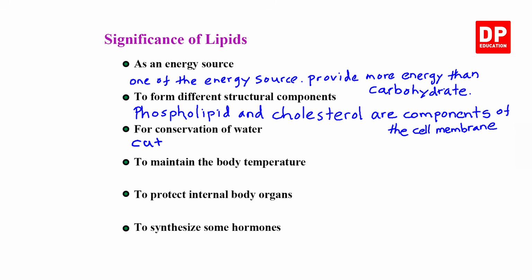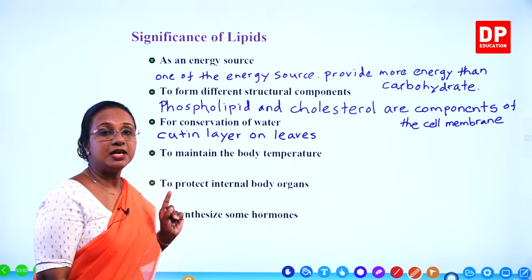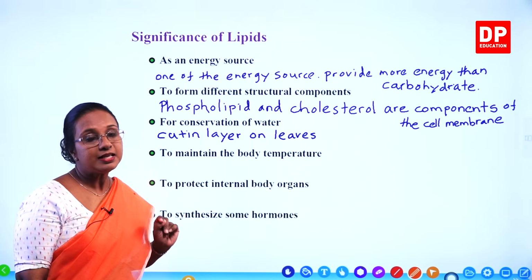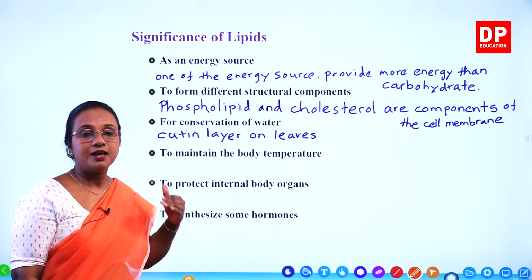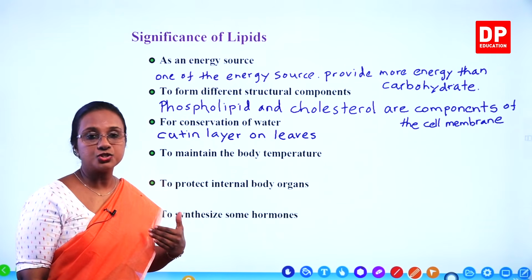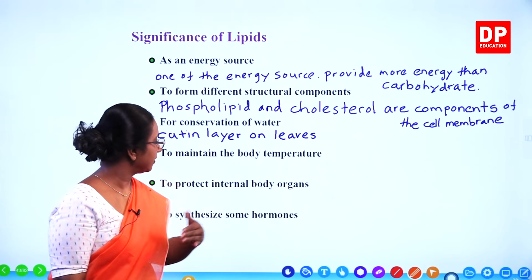Cutin layer on leaves helps to conserve water. The cutin layer, you have to remember this name, cutin, that is a lipid that is there as a layer on leaves, and that helps to prevent loss of water. That is conservation of water.